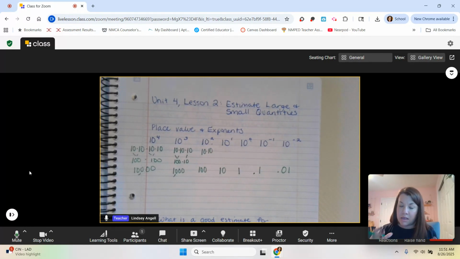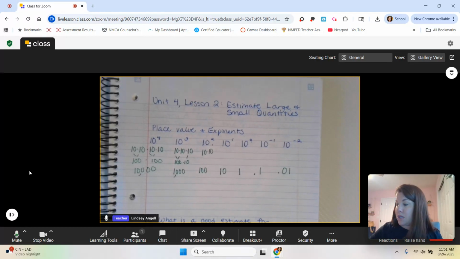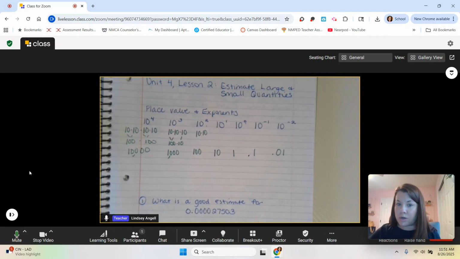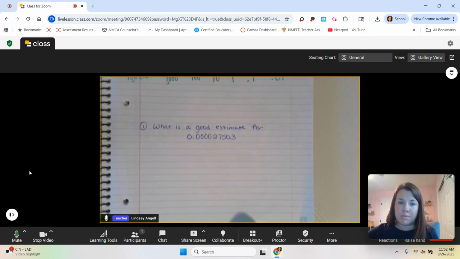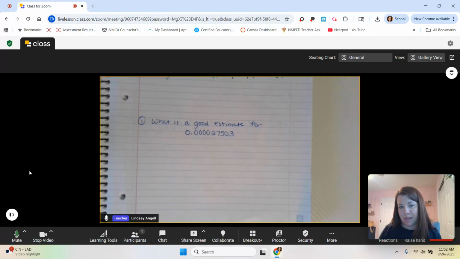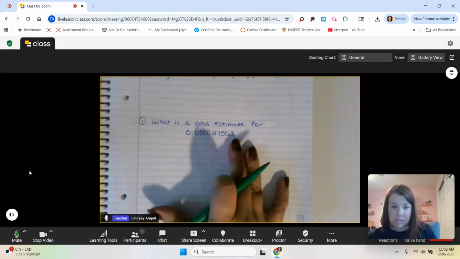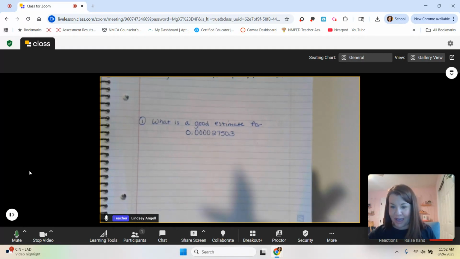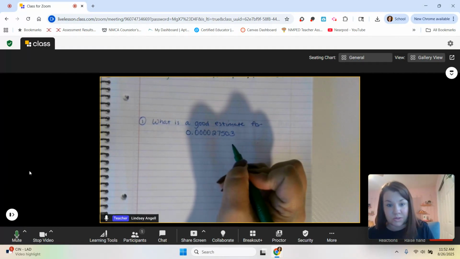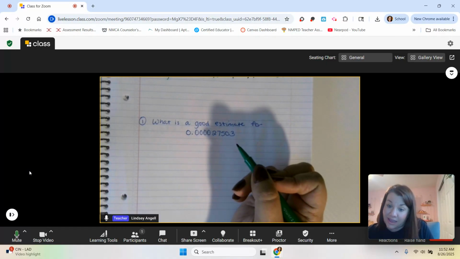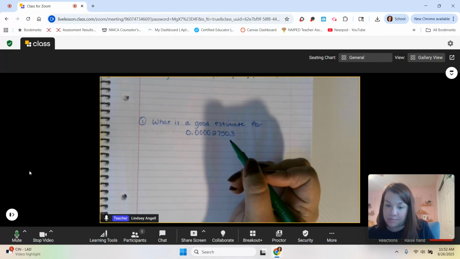We need that initial understanding in order to complete scientific notation. So in this first lesson, we're doing just this. We're estimating. So number 1, what is a good estimate for this number? It's hard to say with how far down those place values go. And again, that's where knowing scientific notation can really help us.